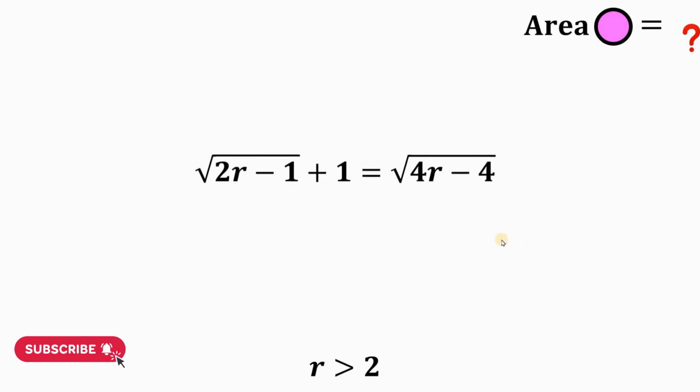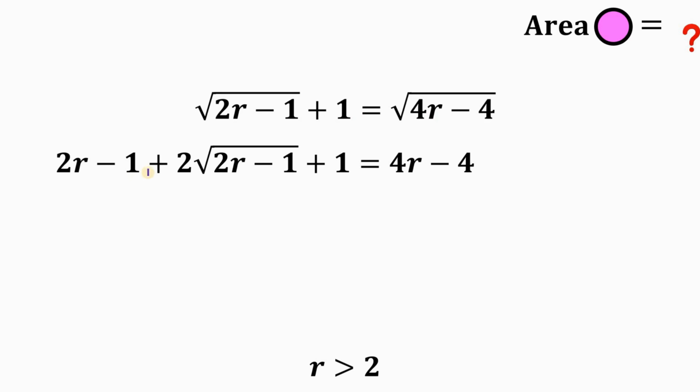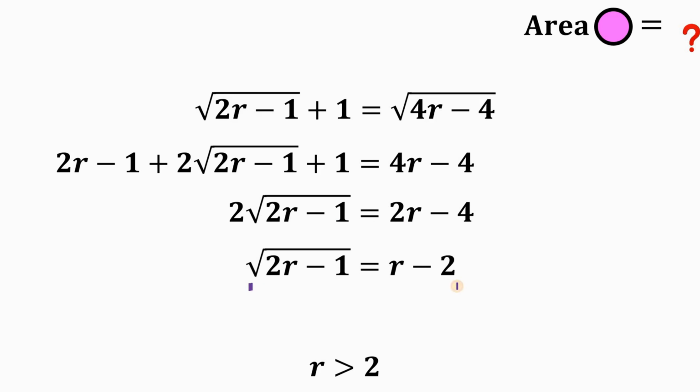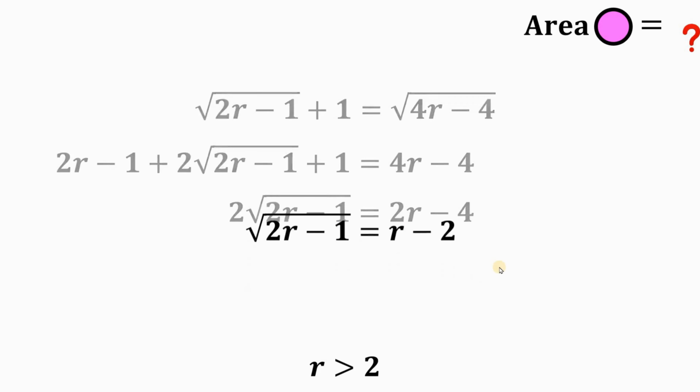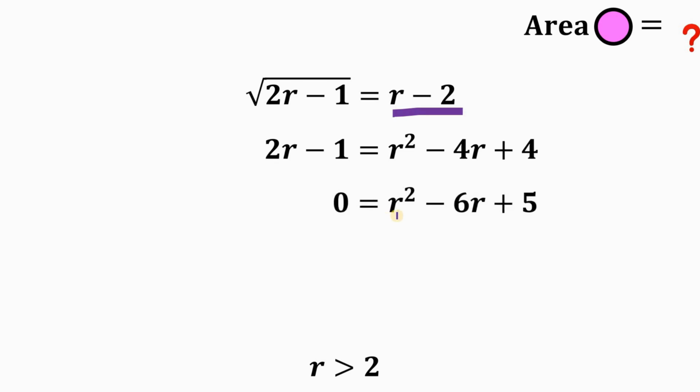Now let's focus on this result, and to eliminate the square root, let's square both sides. So the left hand side is just 2r minus 1 plus 2 times the square root of 2r minus 1, plus 1, equals 4r minus 4. Now combine like terms, this will give us 2 times the square root of 2r minus 1 equals 2r minus 4. Divide all of these terms by 2, we have this equation, and let's focus on this result. Now to solve for the value of r, let's square both sides. So the right hand side becomes r squared minus 4r plus 4. Now combining like terms, or equating this to 0, this becomes 0 equals r squared minus 6r plus 5.